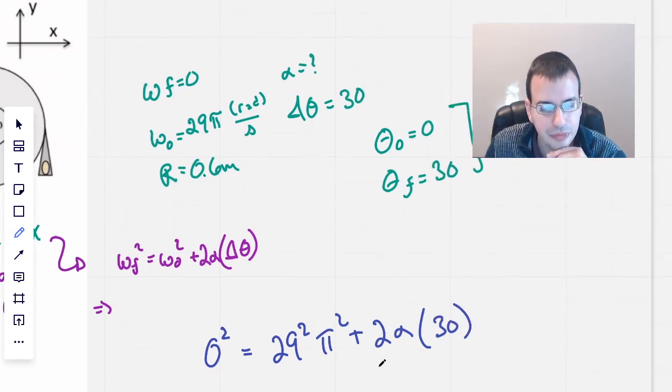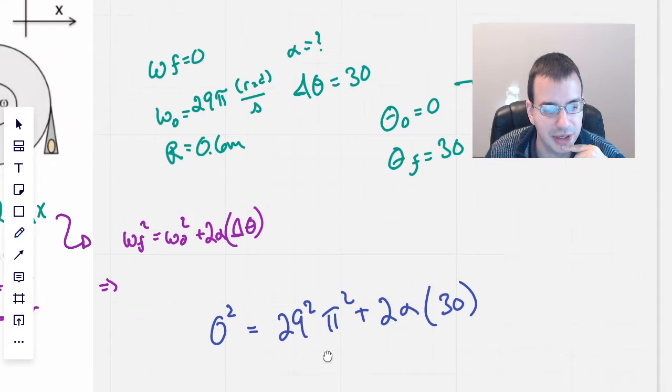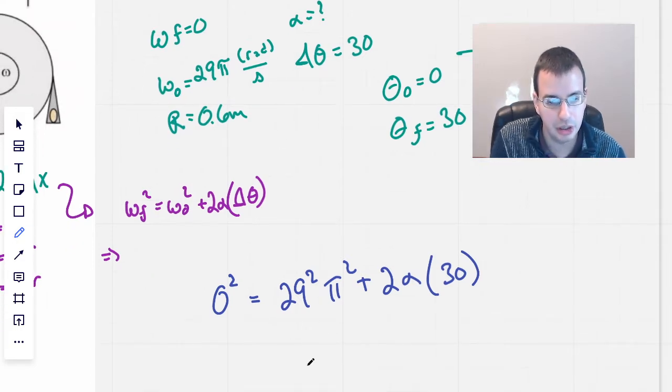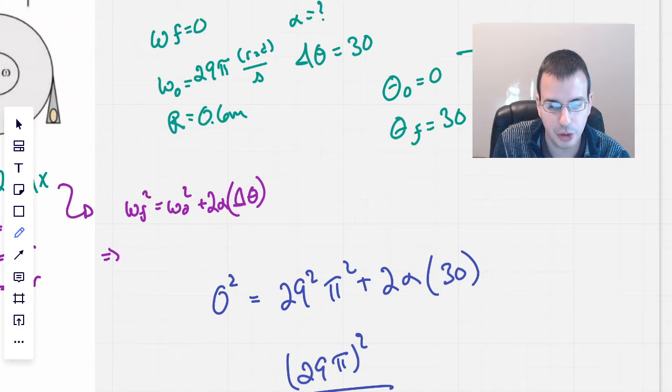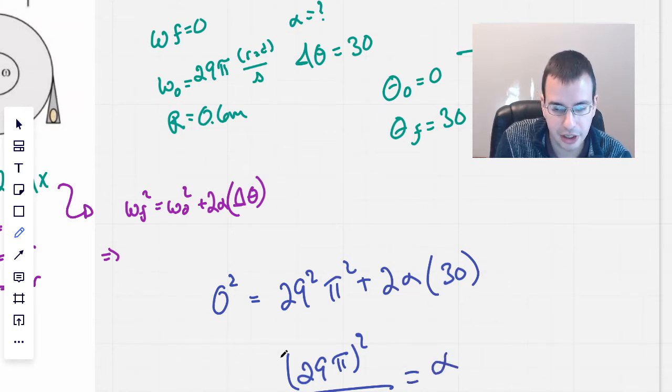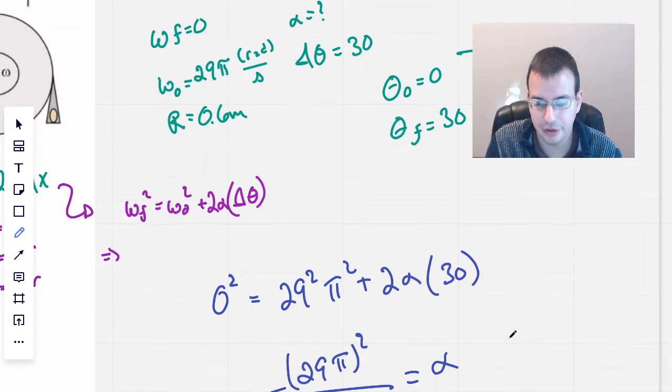Okay, and now these both, when we solve for alpha, it looks like we're going to get a negative, which makes sense because we are expecting a negative acceleration. So we'll do 29 squared pi. Actually, I'll just do 29 pi squared. There we go. That way, I only have to square one thing, divided by 60. 2 times 30, and then this will be a negative involved.